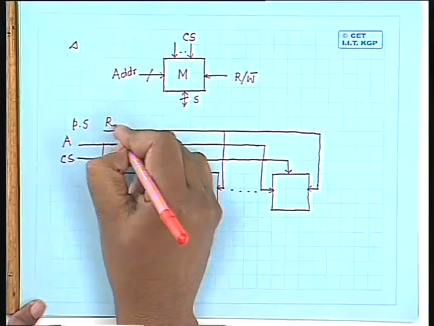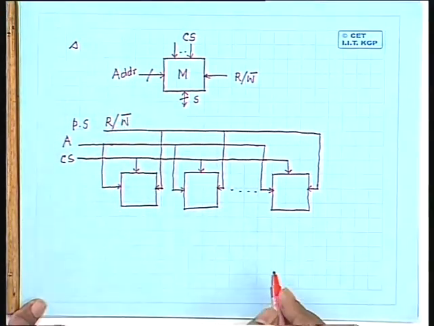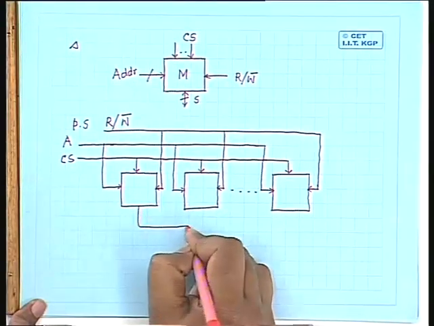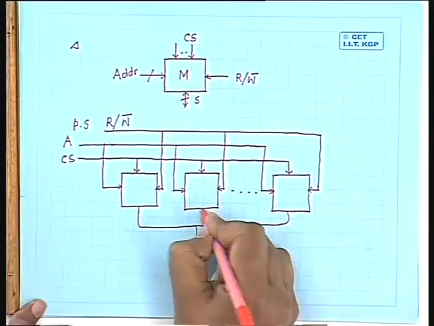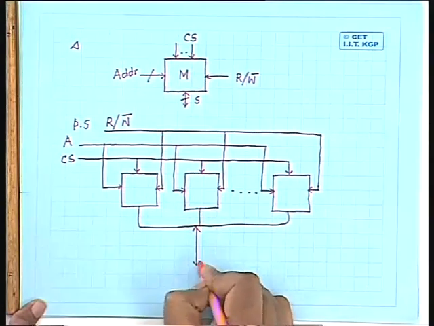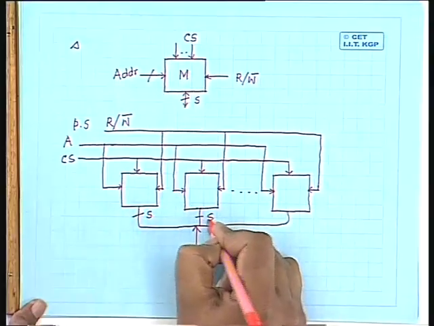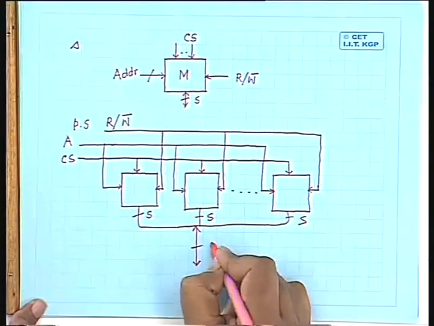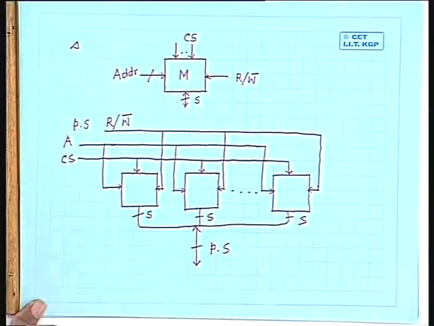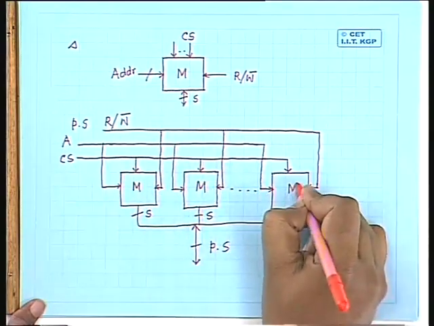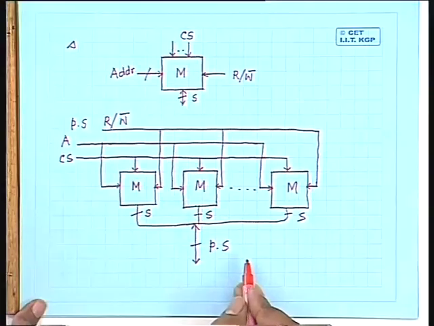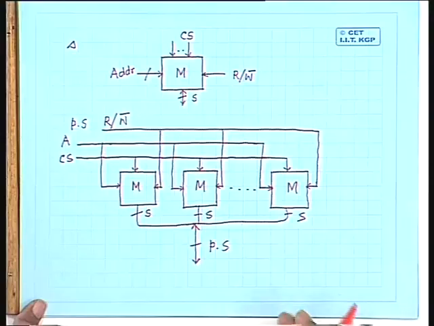So this is read write bar. In case of data lines, what you have to do is they have to be concatenated. For each of the chips, we have S bit data lines. When they are concatenated, they give P into S number of data lines. Okay. So this gives you the simple parallel connection of P number of chips to expand the data bus by a factor of P. Okay, so this is simple parallel connection.